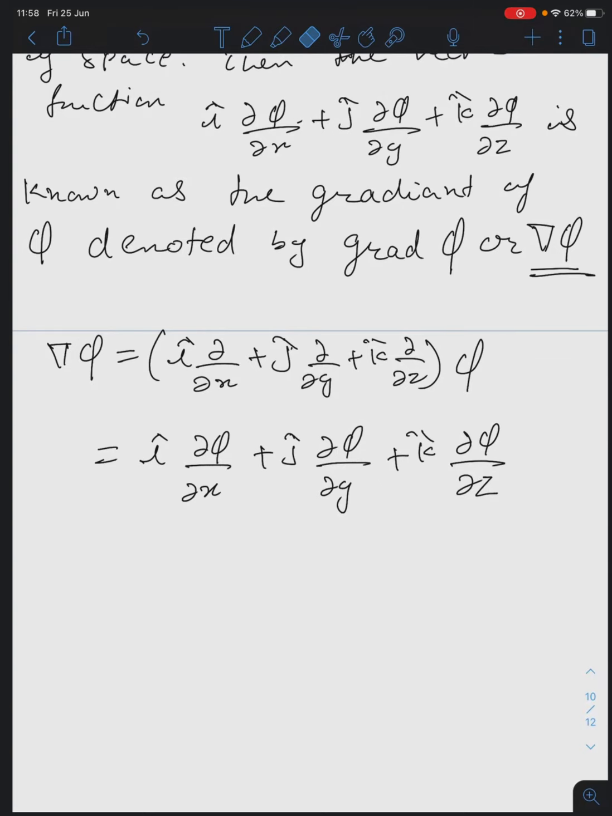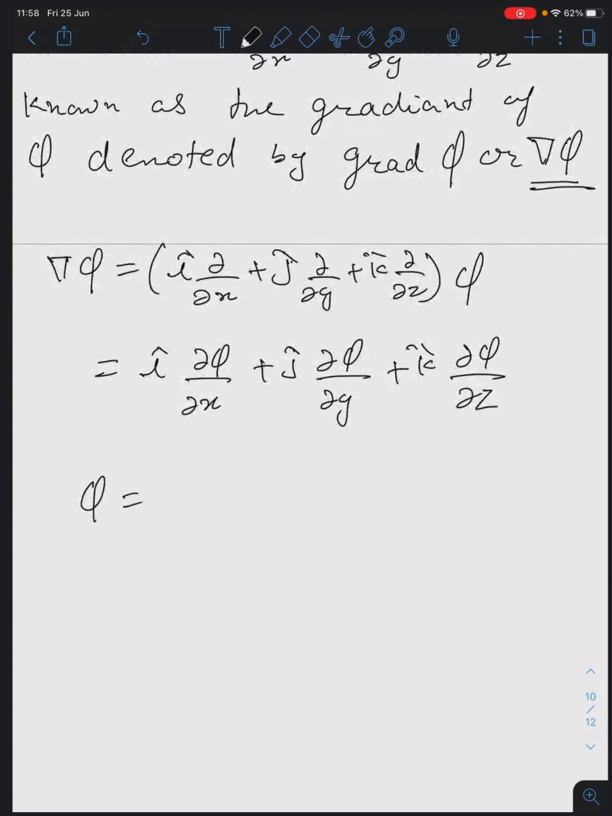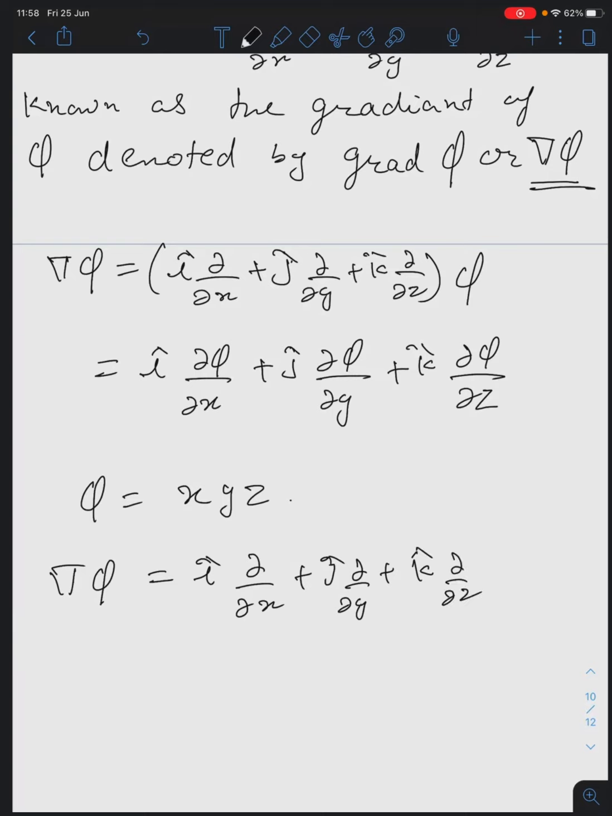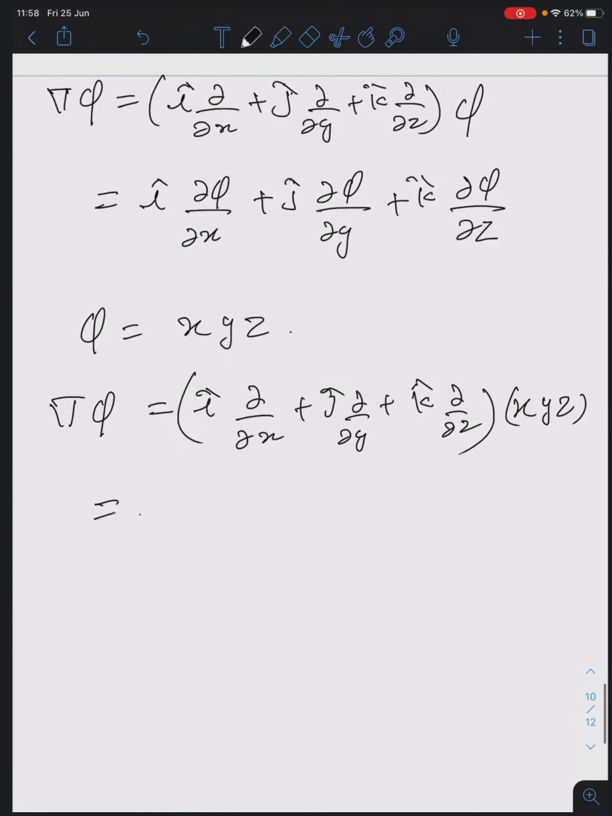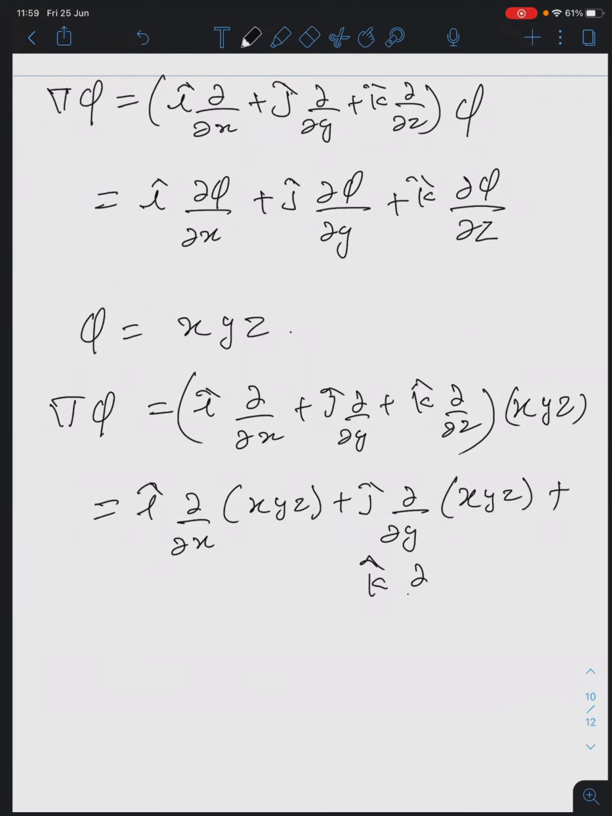Okay, let me write here. Suppose phi is x into y into z. Then what will be del phi? Del phi means i dou by dou x plus j dou by dou y plus k dou by dou z, applied on phi, which is x into y into z. That means i dou by dou x of xyz plus j dou by dou y of xyz plus k dou by dou z of xyz.